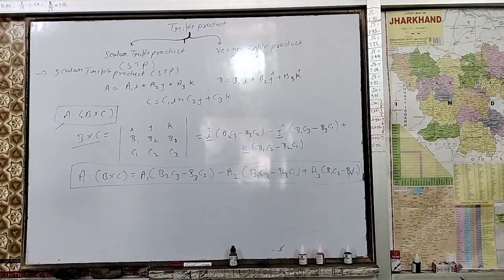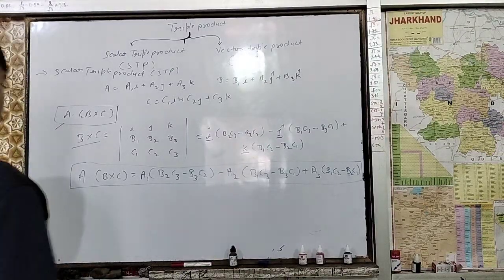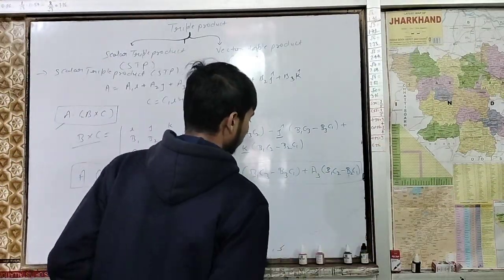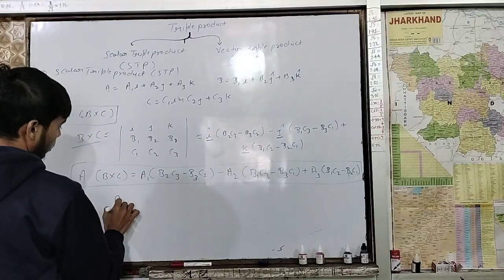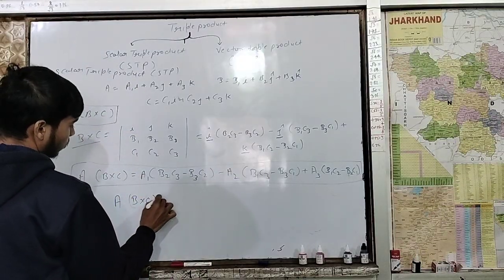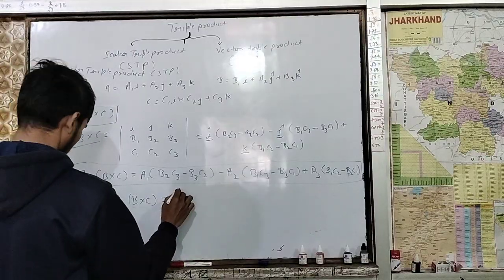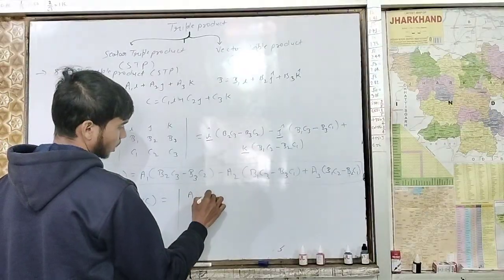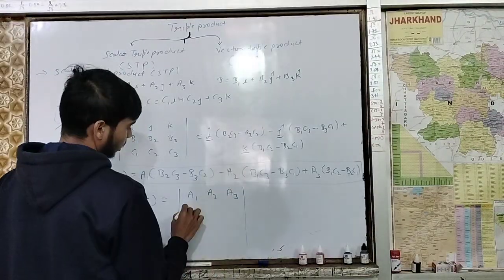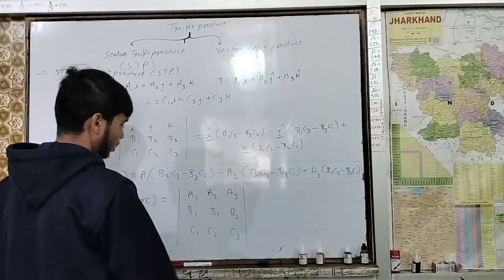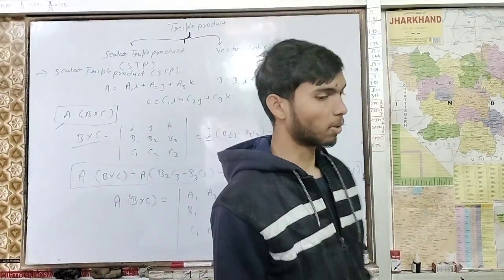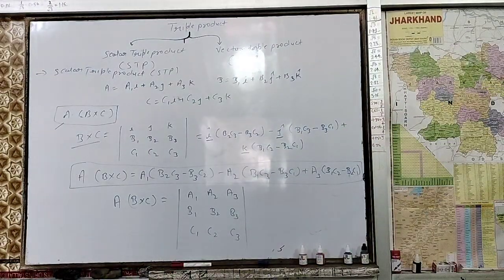From this we will get the exact formula that we need to use. When the question says apply STP, or scalar triple product, the exact formula is A dot B cross C, which is equal to the determinant of A1, A2, A3, B1, B2, B3, C1, C2, C3. That's it. And then simplify it further.